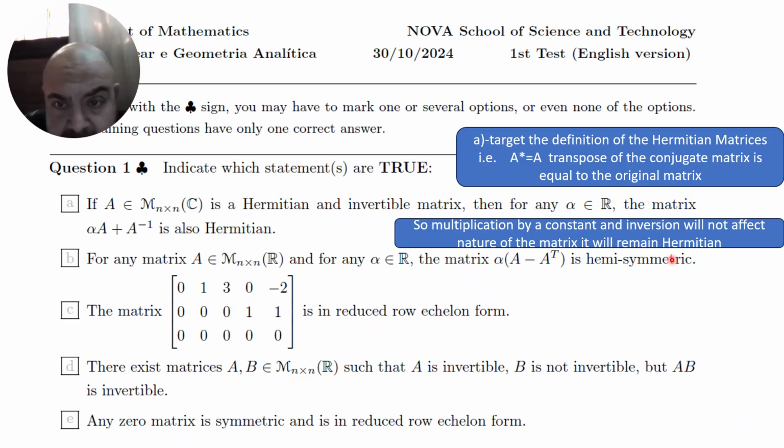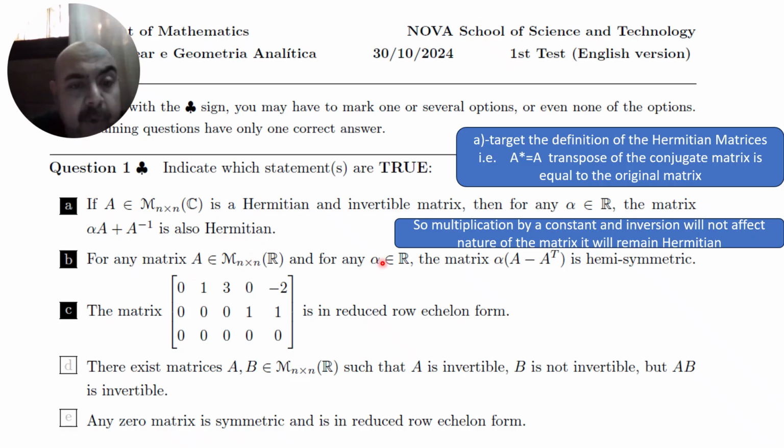So the multiplication will keep your matrix Hermitian, and also the A minus 1 is going to keep it. So this is the correct answer. But first of all, let's do it once more. A is an n by n Hermitian and invertible matrix. Then if we multiply the matrix A and add it to A minus 1, the result will also be a Hermitian matrix. It makes sense.